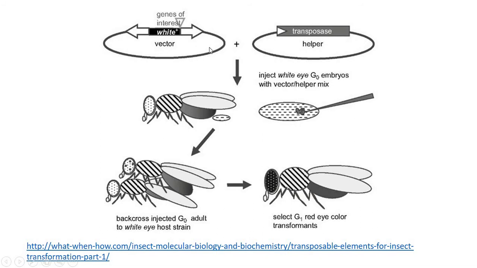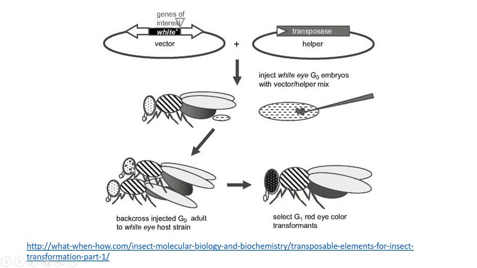You inject both these plasmids into the embryos of this G0 fly. This is a white eye fly. She laid eggs. You took those embryos and injected both plasmids together, the helper plasmid as well as the transgene that you want to make, the gene of interest you want to insert. Once you injected this, you will look for the individuals that have mosaicism in their eyes. For example, this individual here has a mosaic pattern.